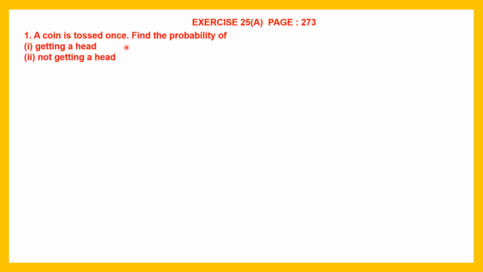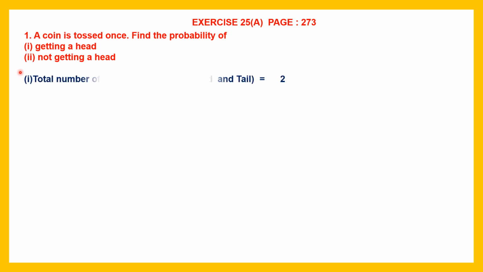So a coin is tossed once. So we're going to toss a coin and then we're going to see what are the chances of the coin falling in such a way that we get a head. Okay, and what are the chances of not getting a head? So we should always keep in mind we need to get two things. One is the total outcomes. Then we have to get the favorable outcome.